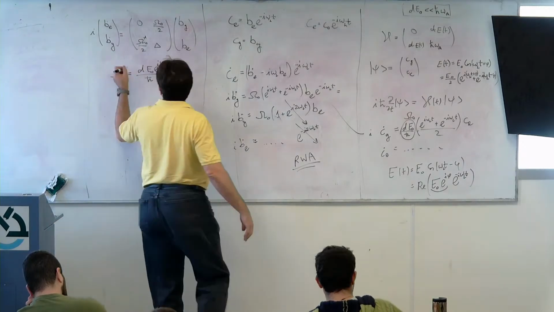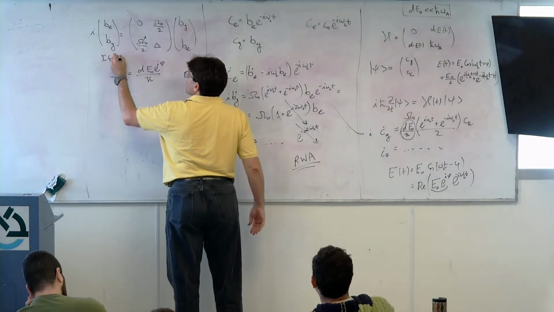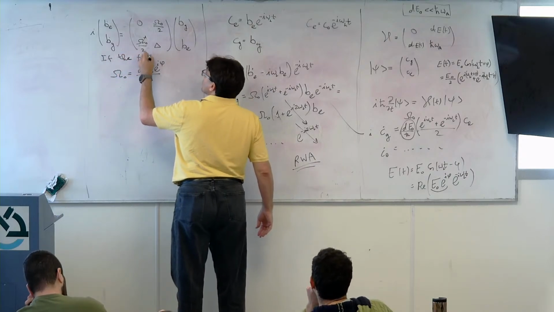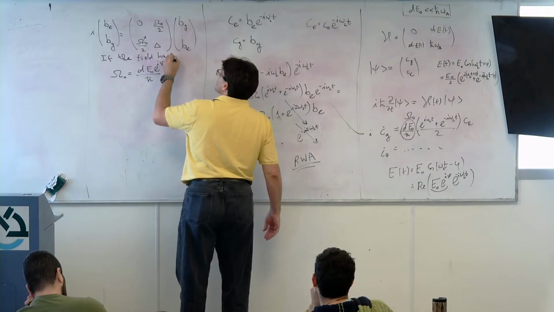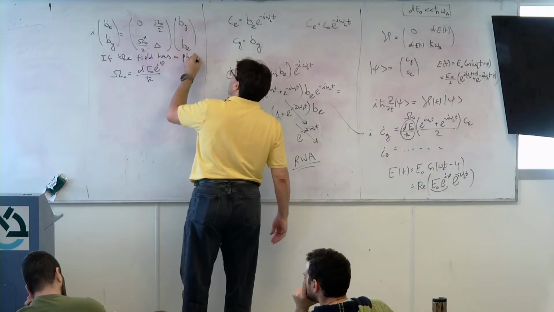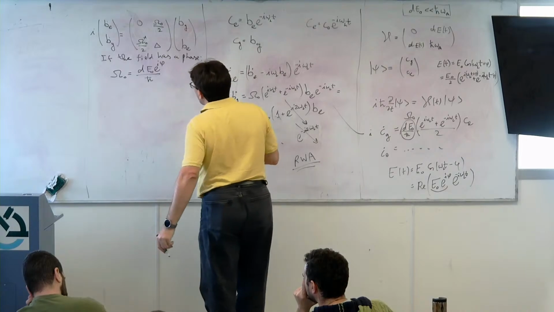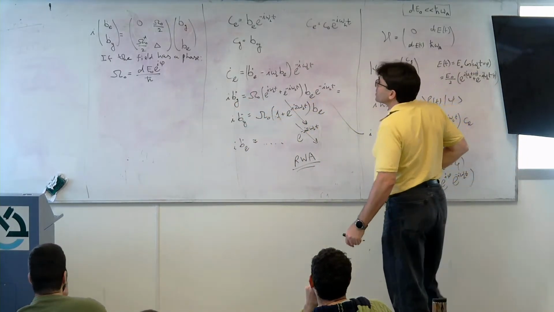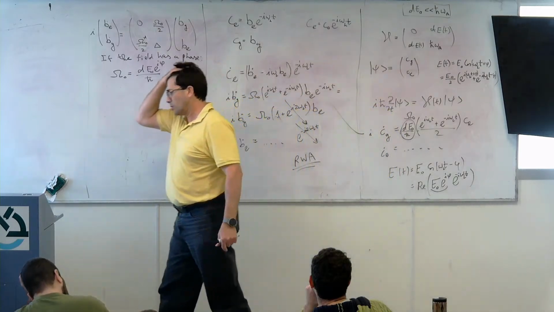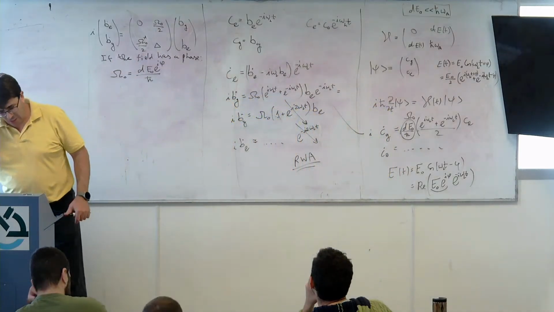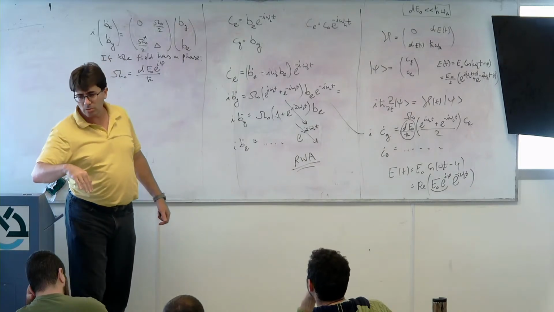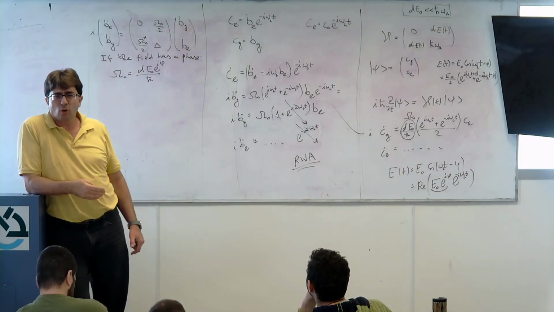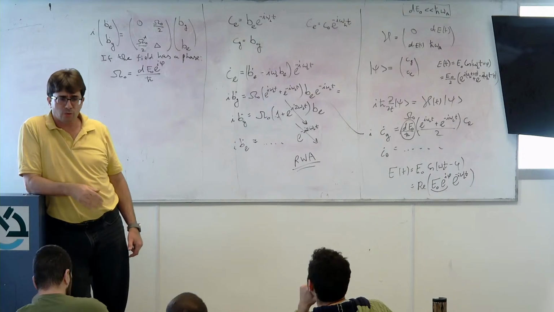This is if the field has a phase. It is important to remember that, because in the two-level system it's not important. Why? Because that's the only phase that there is, and an overall phase is something that you can always throw away.